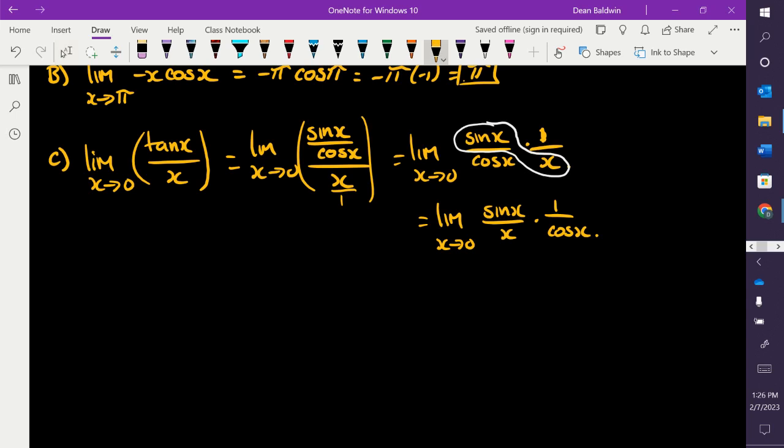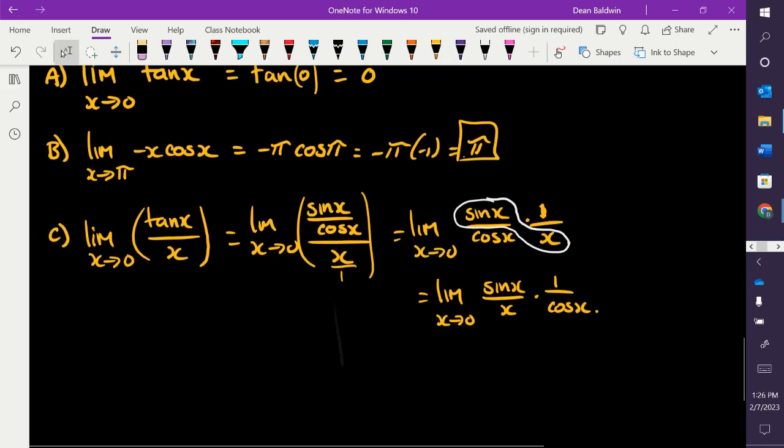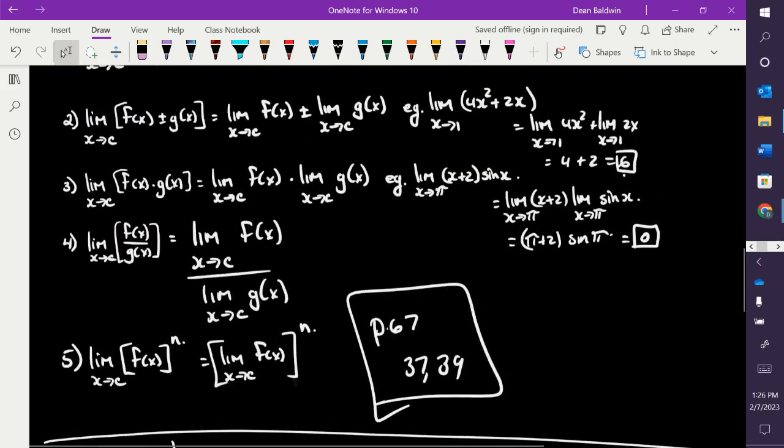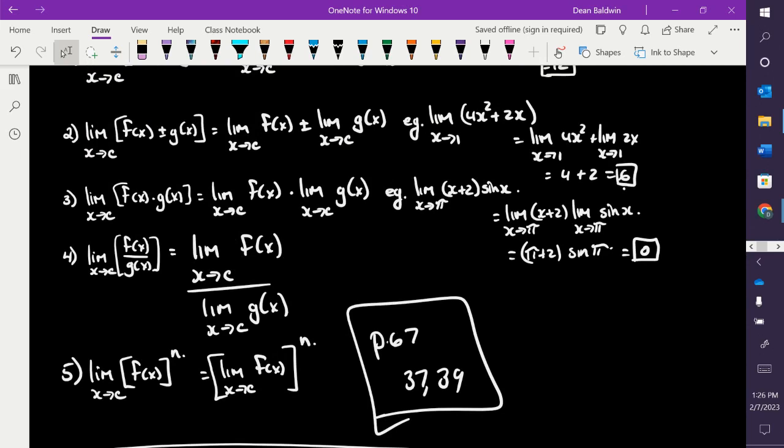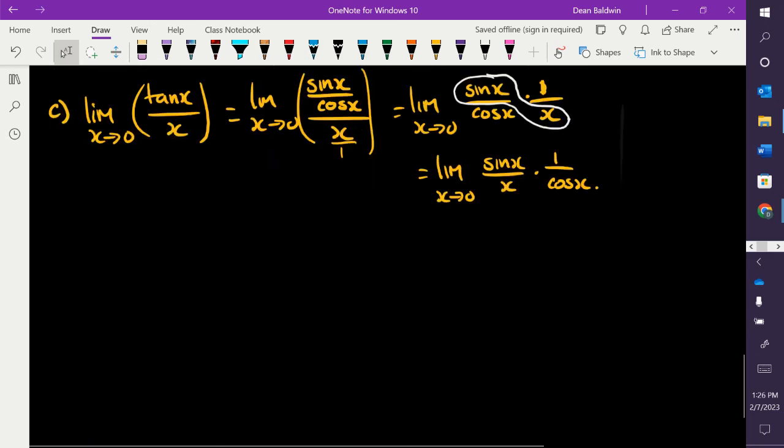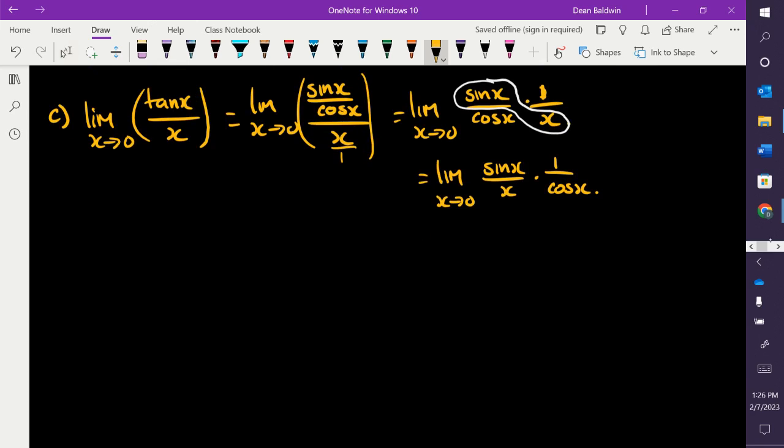Now, because I have our limit properties, I'll scroll back down. But that says the multiplication one. If I have two functions being multiplied, I can rewrite them as individual limits of those functions. That allows me to rewrite this as the limit as x goes to 0 of sine x over x times the limit as x goes to 0 of 1 over cos x.